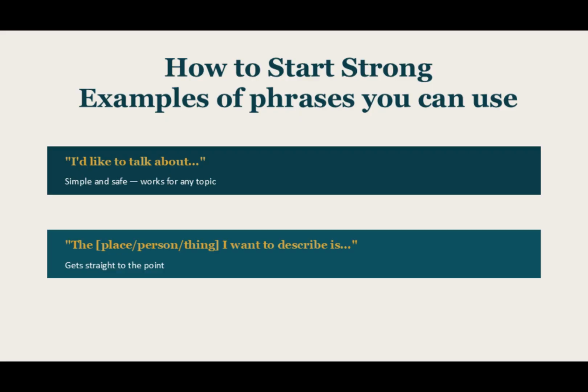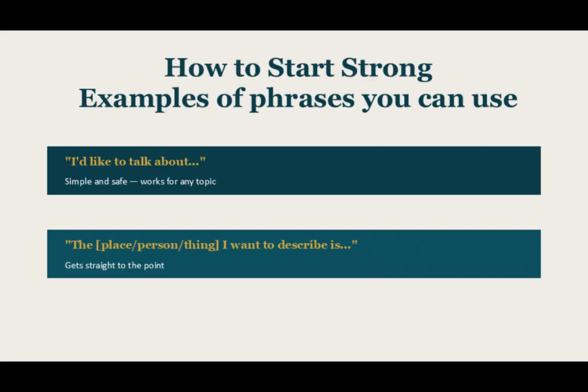So the first phrase we can look at is I'd like to talk about. Now this is very generic. This can work with any kind of topic, right? I'd like to talk about my work. I'd like to talk about the book I've read. I'd like to talk about the places that I visited. So it's very generic. It can work for almost any topic, right?